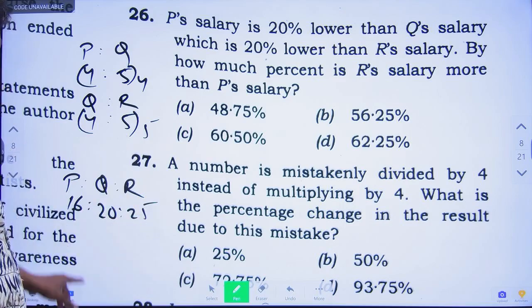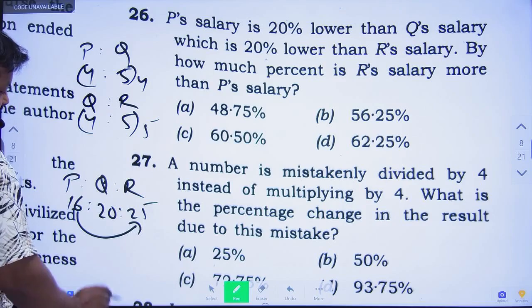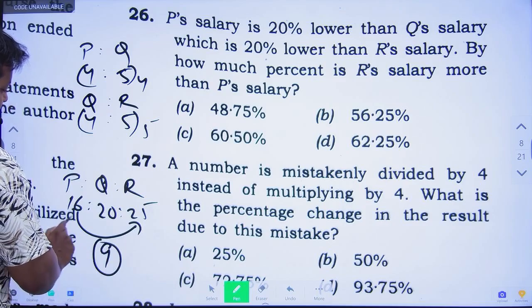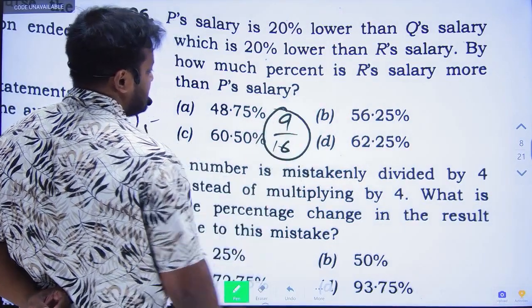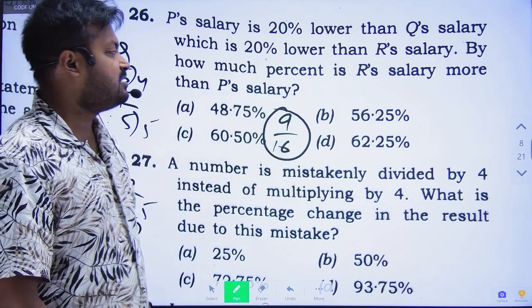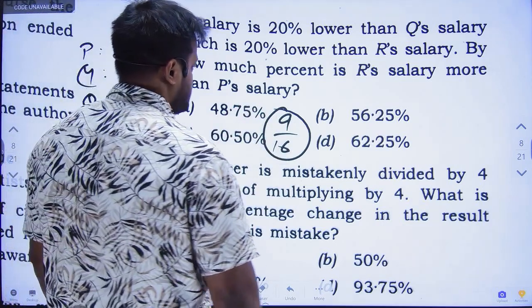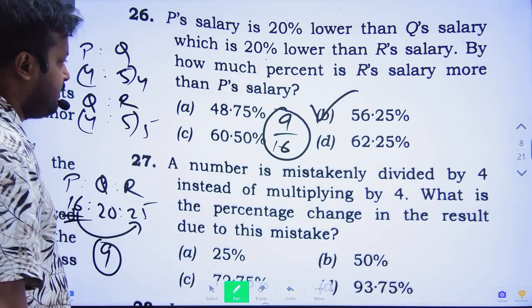Fine. 16, 20, 25. Then how much percent is R's salary more than P's? R more than P. So from 16 to 25, it is 9 units more on the base of 16. So 9 by 16. 1 by 16 is 6.25%, so 9 by 16 is 56.25%. Option B is correct.